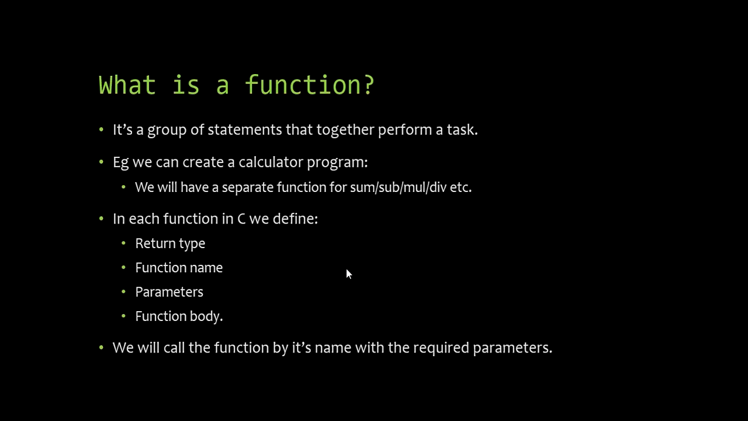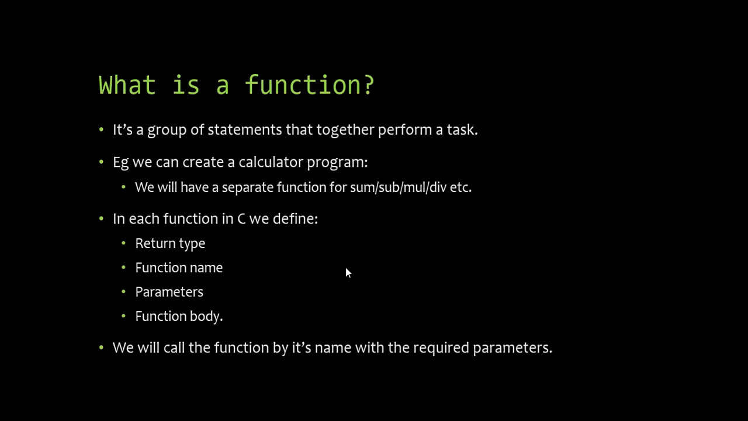While defining the C function, we simply define the return type, the function name, parameters, function body. So return type is simply the value that we generally return from the function. Suppose that we are creating an addition function, then we will simply give the parameters that will be calculated and return you the sum of the value.